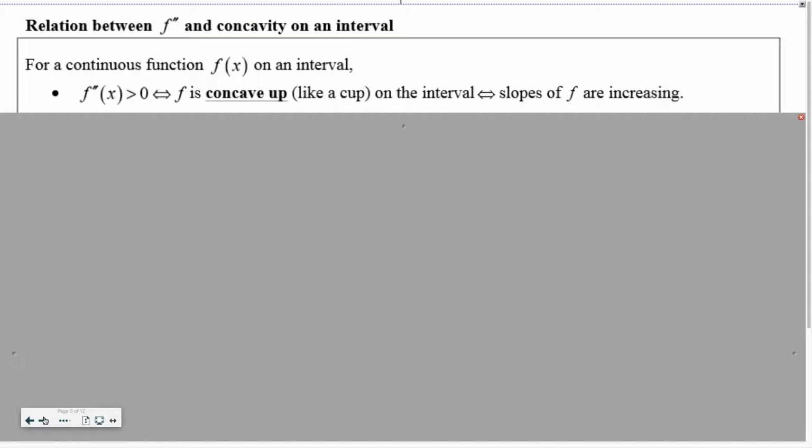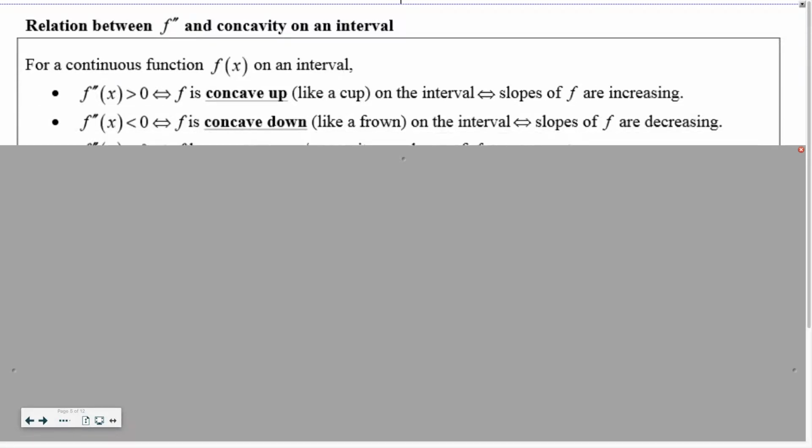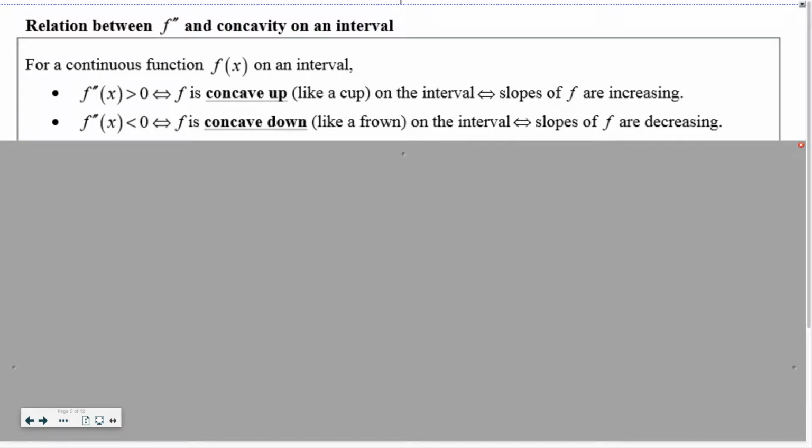Vice versa, wherever our second derivative is negative means we are concave down because our slopes are decreasing. And if our slopes are decreasing, then that derivative is negative.